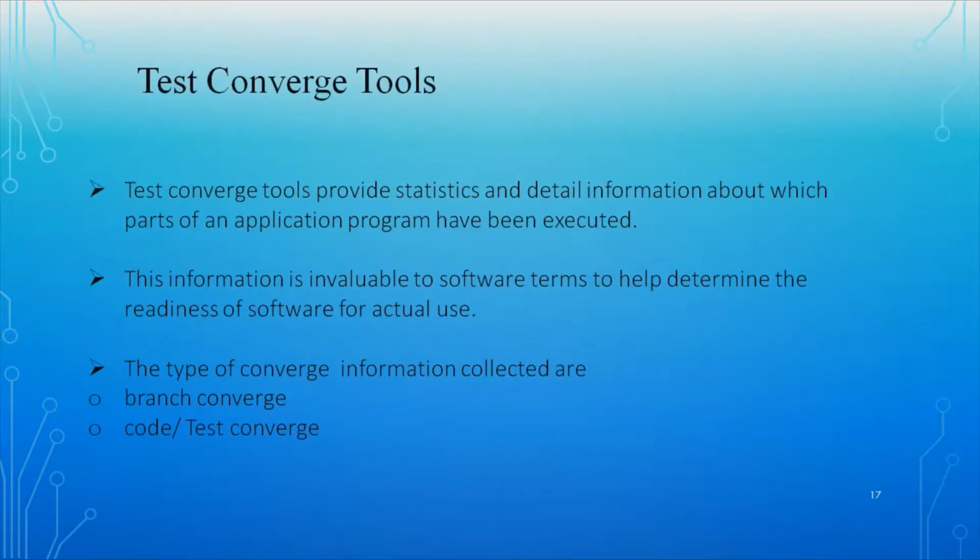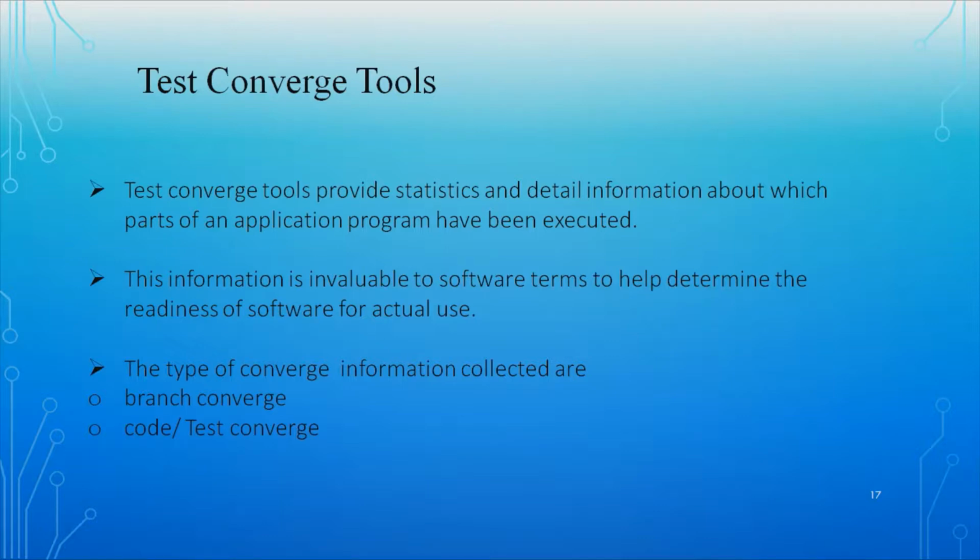Another kind of embedded system tool is test coverage tools. Test coverage tools provide statistics and detailed information about which parts of an application program have been executed. This information is invaluable to software teams to help determine the readiness of software for actual use.